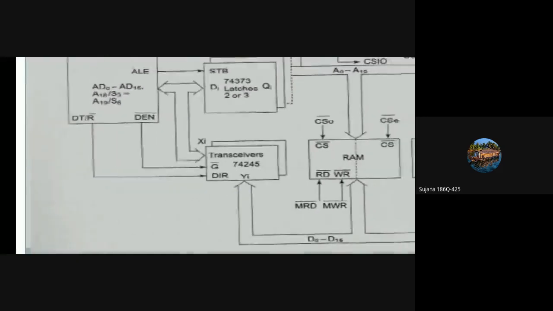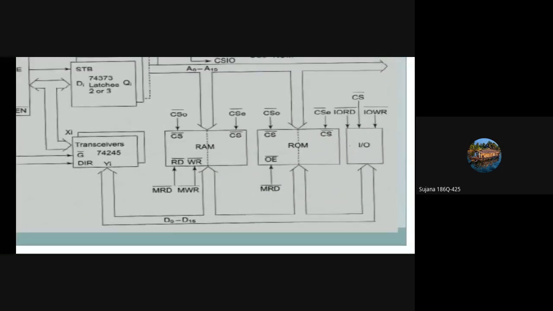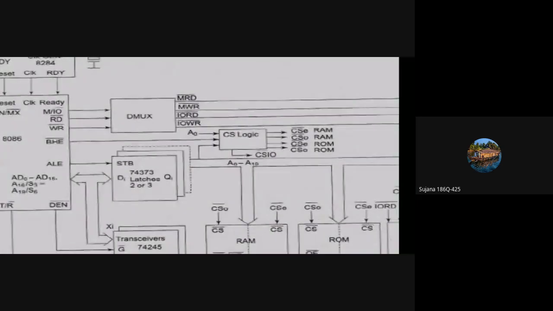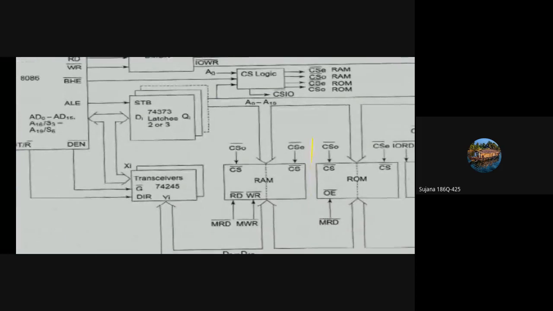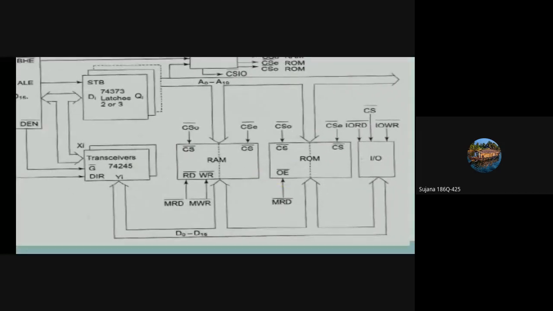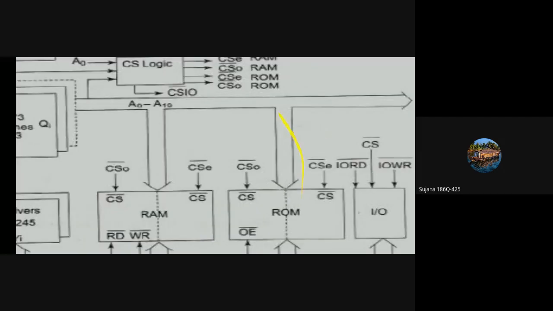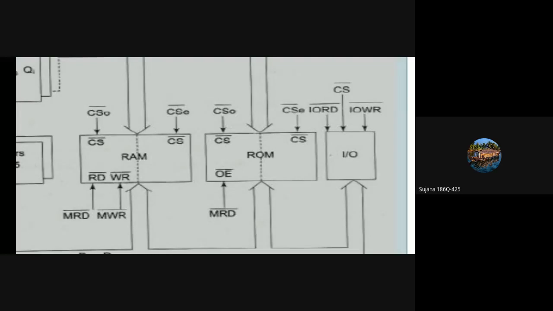Next you have memory. RAM and ROM are nothing but memory, right? So you have memory and input output devices. Sorry, is the screen clear? Yes, ma'am. So you can see memory, RAM, ROM and input output devices.